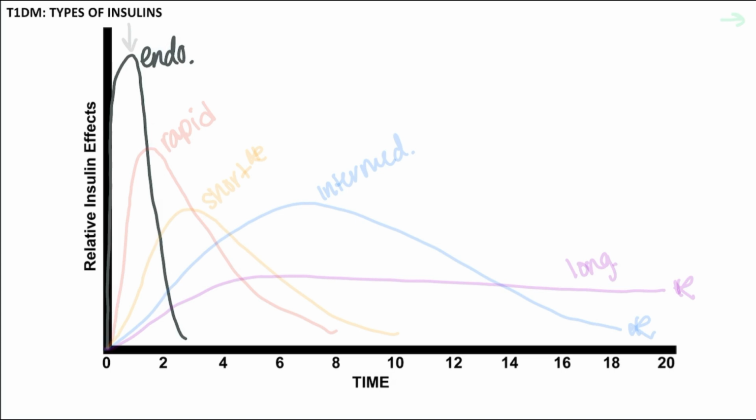And this peak is what we want to mimic as closely as possible from whatever mealtime insulin we choose for our patient. Now, our rapid-acting insulins will be the insulins most closely mimicking physiologic insulin release following a meal, where the onset of action is about 15 minutes, the peak occurs at about an hour, and they last about 3 to 5 hours. And these rapid-acting insulins would include insulin lispro, glulisine, and aspart.